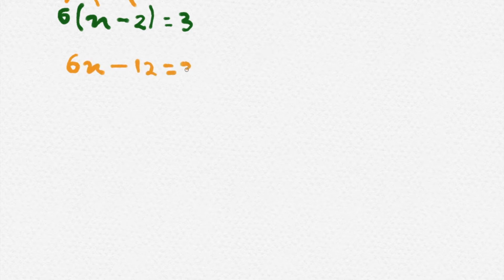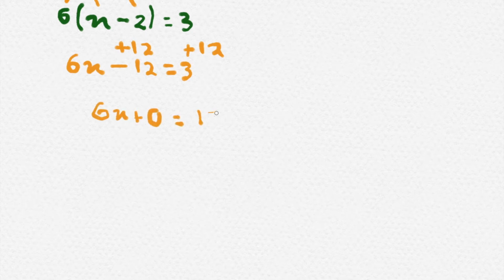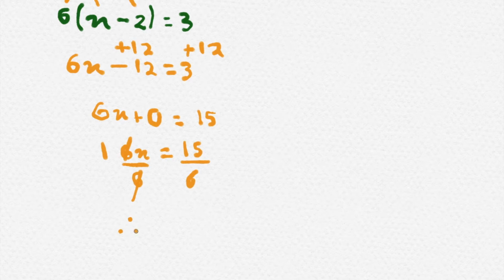So let's try another example. 6 into x minus 2 will be equal to 3. Now let's try expanding this. 6 times x will give you 6x. 6 times minus 2 will give you minus 12. 6x minus 12 is equal to 3, plus 12 on both sides, so 6x plus 0 will be equal to 15. 6x is equal to 15. Now, you divide both sides by 6, which will give you x is equal to 15 over 6.